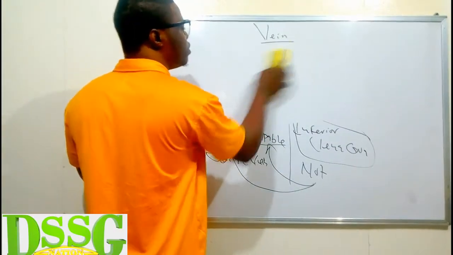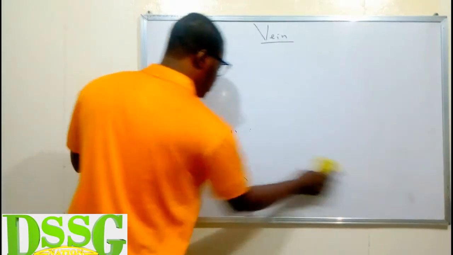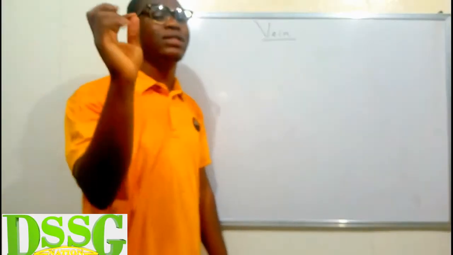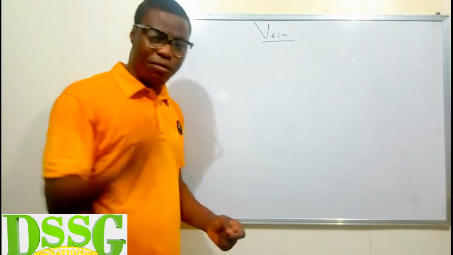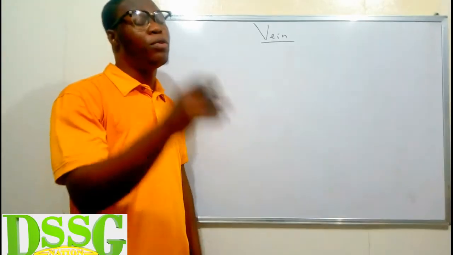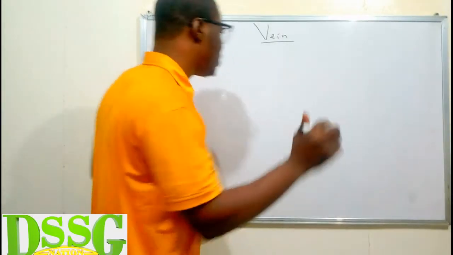Structure of the vein. So, without wasting our time, the structure of the vein is the same thing as the structure of the artery, but with just a difference. Now, what's the meaning of that?